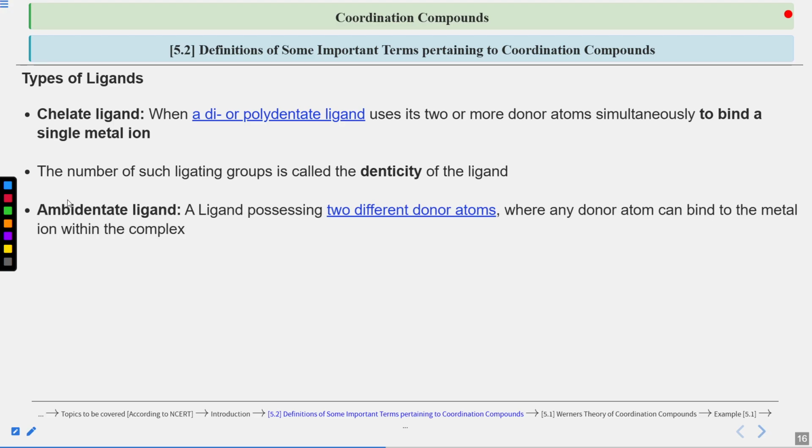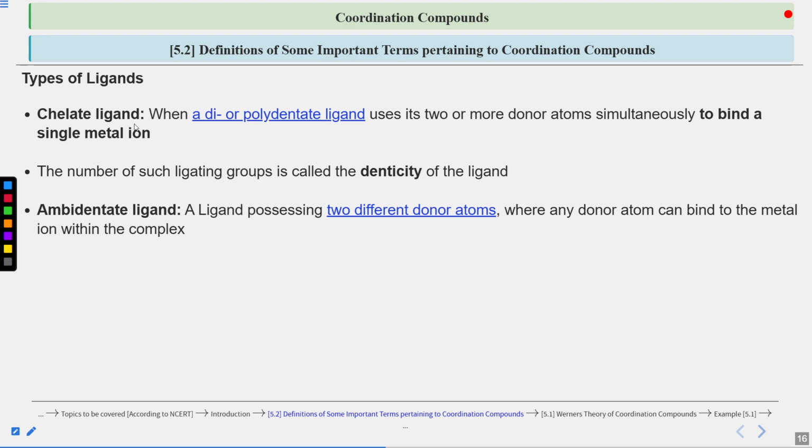Next is the ambidentate ligand. A ligand possessing 2 different donor atoms, where either donor atom can bind to the metal ion within the complex. Basically, an ambidentate ligand has 2 different donor atoms in the same molecule or in the same molecular ion, and either of those 2 different donor atoms can bind to the central metal ion within the complex.